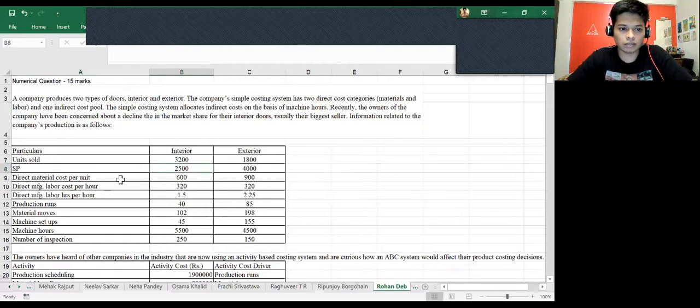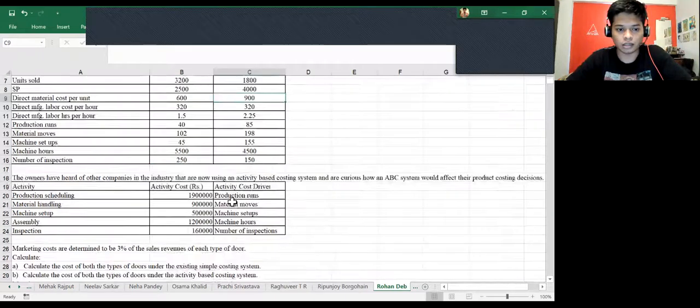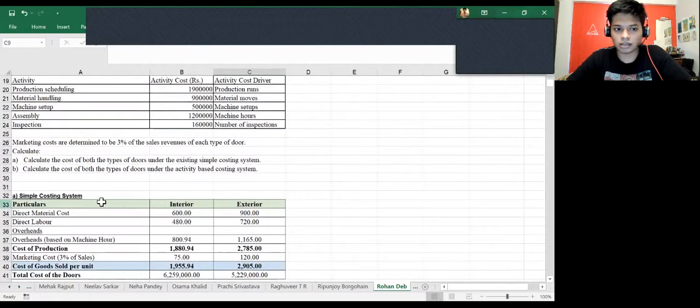So firstly, what are my costs? One is direct material, direct labor, and then indirect cost. So in my simple costing, I'll take this 600 per unit. I'm assuming that it's only 1 unit of direct material for one door. So 600 and 900. In my simple costing statement, I'll take 600 and 900.